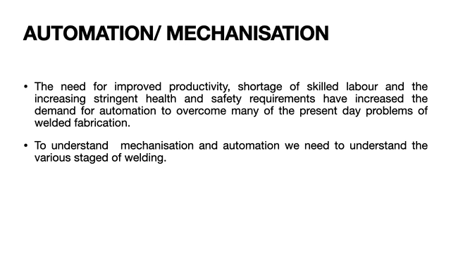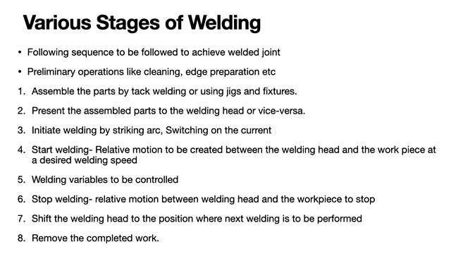So in order to understand what exactly we do by mechanization or automation, we need to understand what are the various stages associated with welding. For example, preliminary operations like grinding, that means edge preparation, then cleaning of the rust and all, may still be done manually, but to an extent it can be automated as well. Whereas the major stages start with, number one, assembling the parts by tack welding or by using jigs and fixtures.